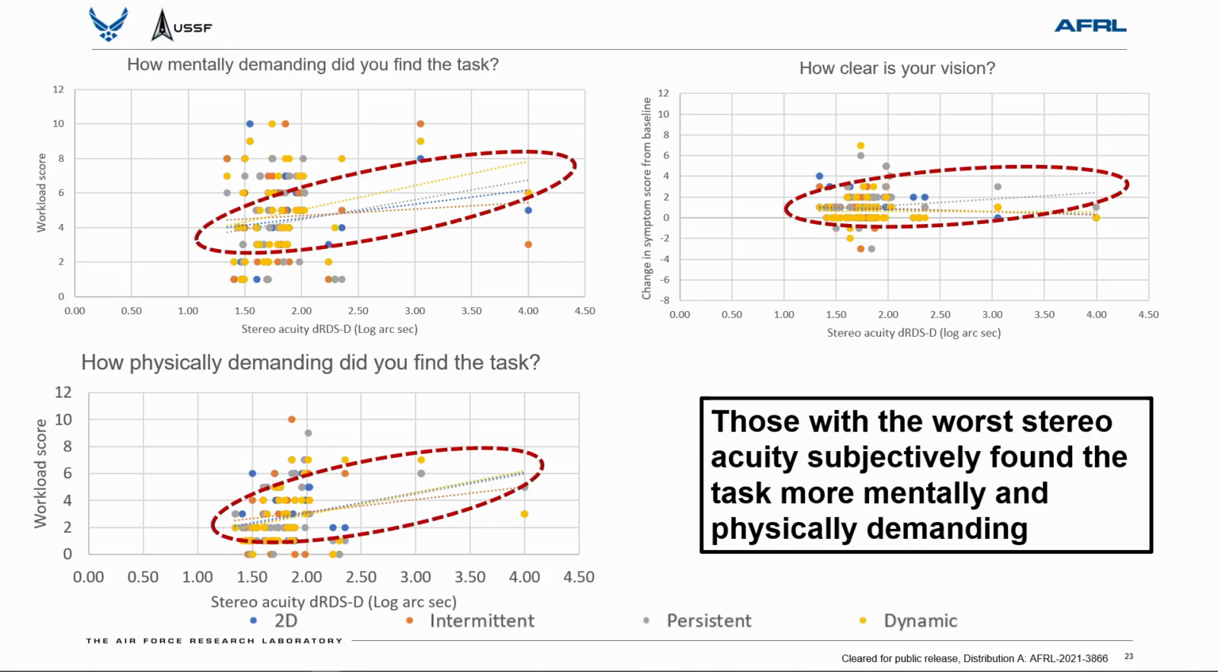So on the x-axis is individual stereo acuity, and just to remind you, the smaller the number, the better your stereo acuity. And then on the y-axis, we have the symptom or fatigue workload scores. And in some stereo conditions, there were positive correlations. So those with the worst stereo acuity found the task more mentally and physically demanding. But that wasn't universal across 3D conditions, so it can be taken with a pinch of salt.